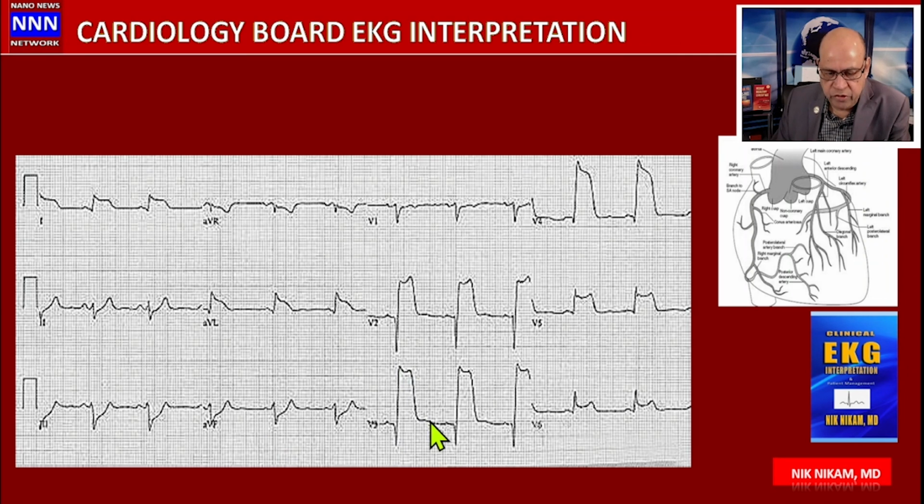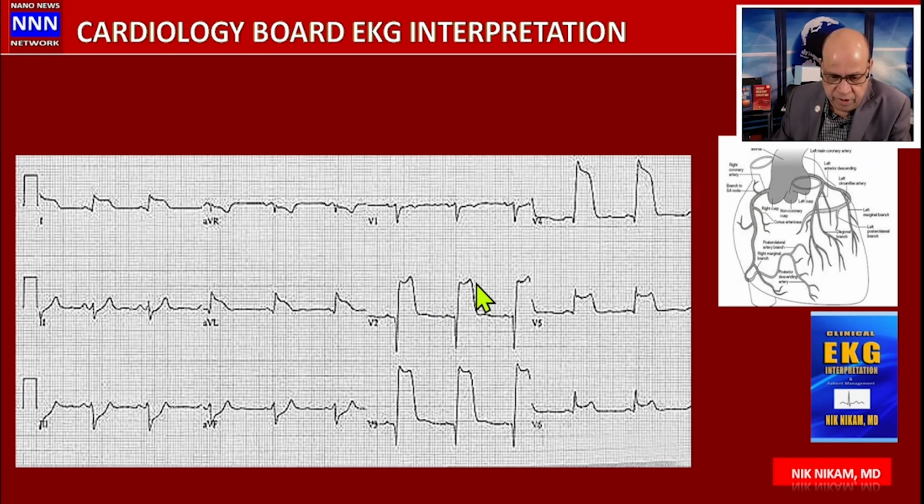When I was doing fellowship, I was introduced to these changes as tombstone T waves. And these are usually related to occlusion of the proximal left anterior descending artery before it gives rise to the septal and diagonal branches, which results in this extensive anterolateral myocardial infarction. And in those days, where we didn't have thrombolytics or acute coronary intervention, the mortality was pretty high.